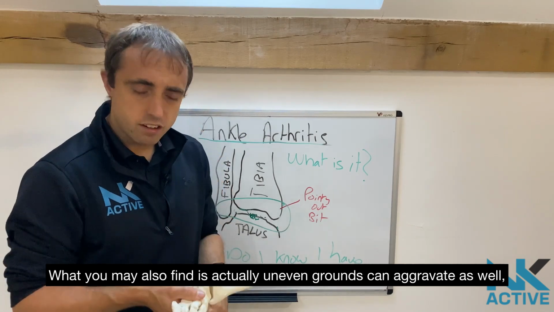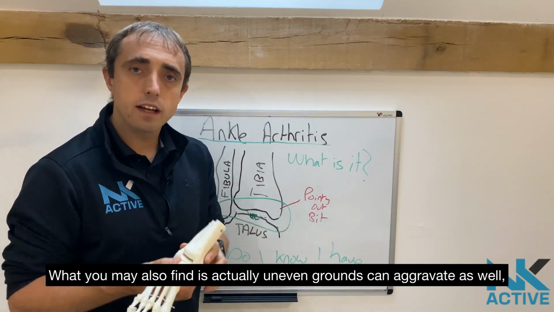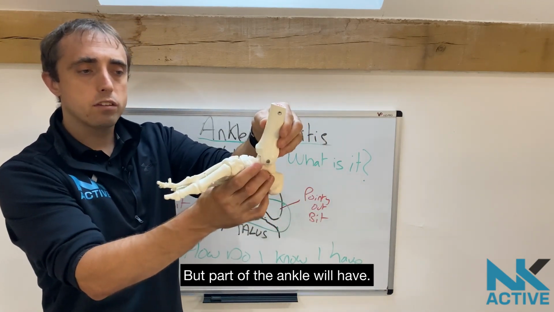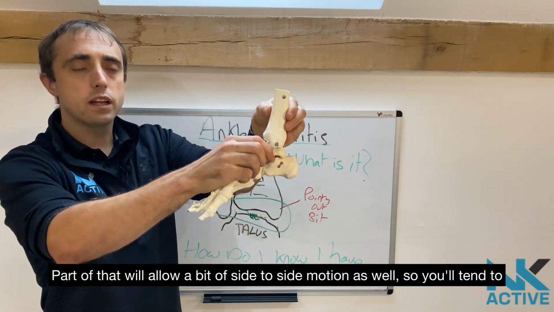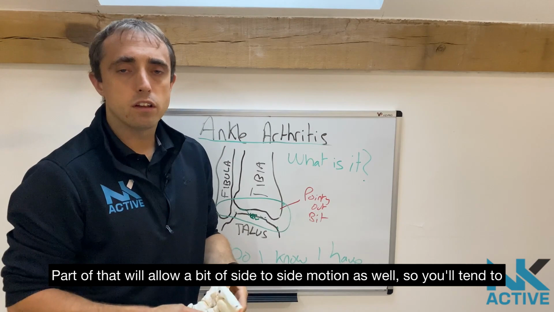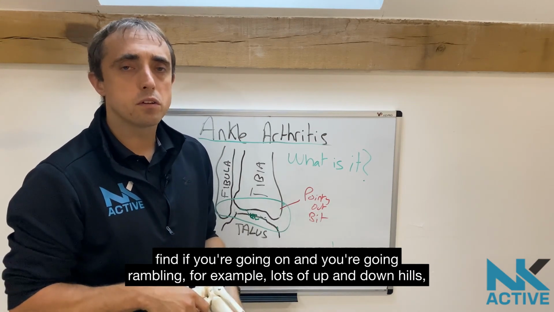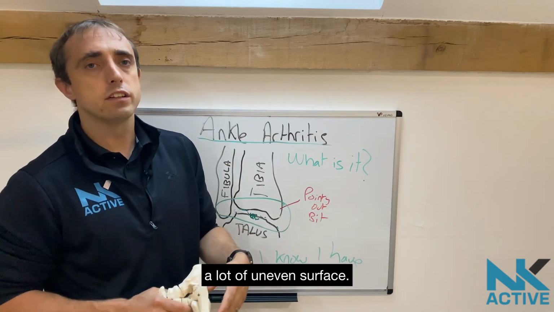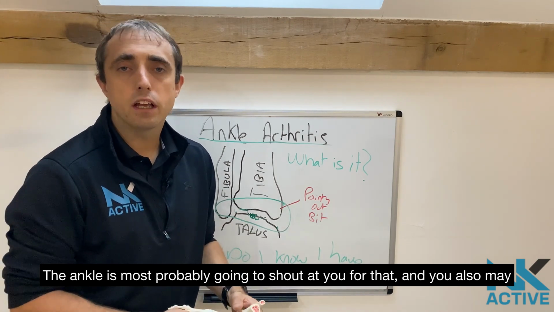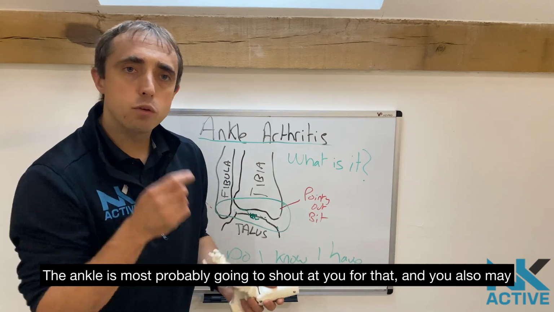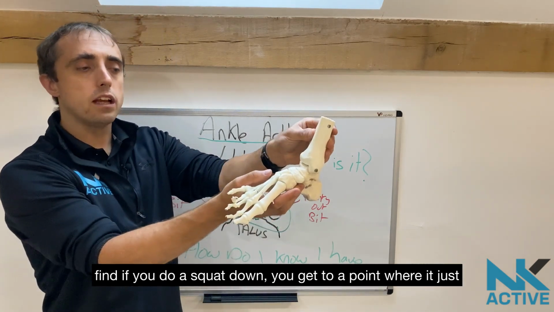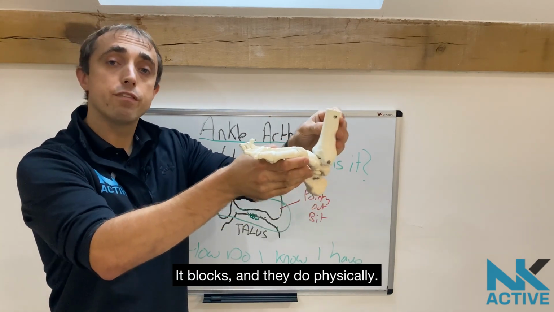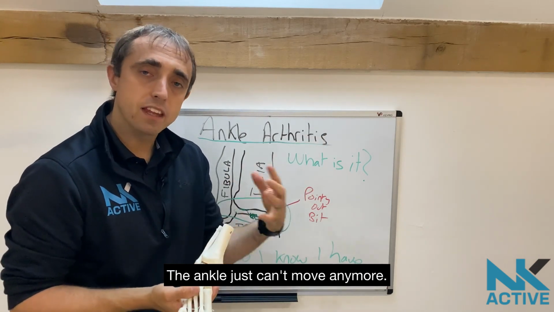What you may also find is that uneven ground can aggravate it as well, because yes, its primary function is to do that, but the ankle will also allow a bit of side-to-side motion. So if you're going rambling, for example, lots of up and down hills, a lot of uneven surface, the ankle is most probably going to shout at you for that. And you also may find, if you squat down, you get to a point where it just stops, it blocks, and then physically the ankle just can't move anymore.